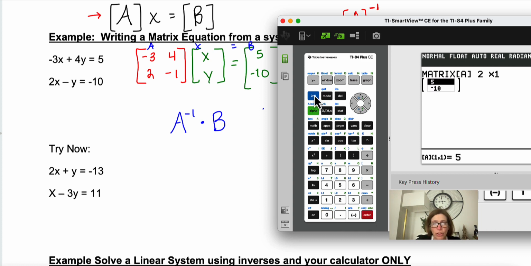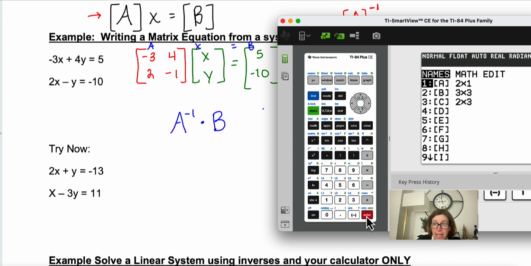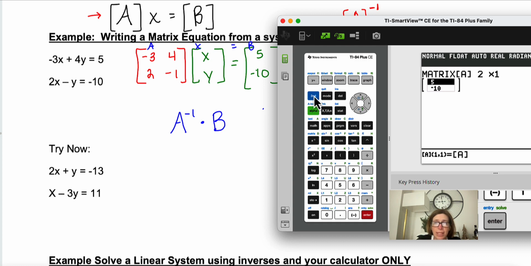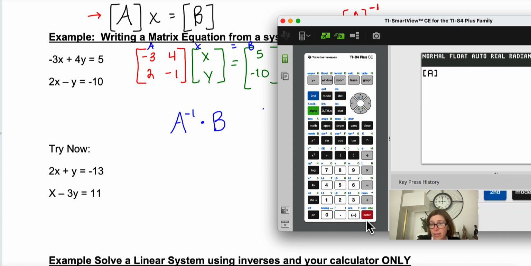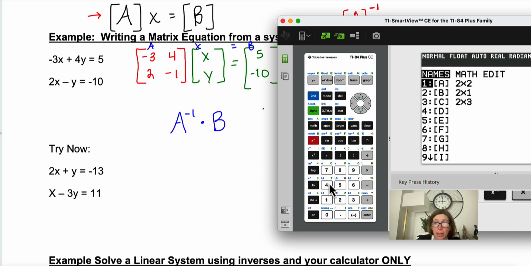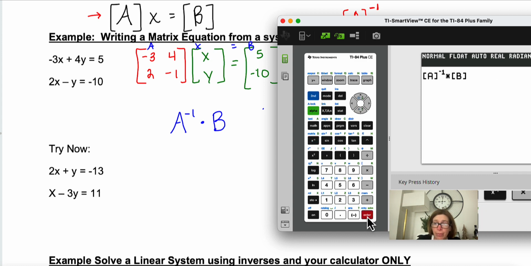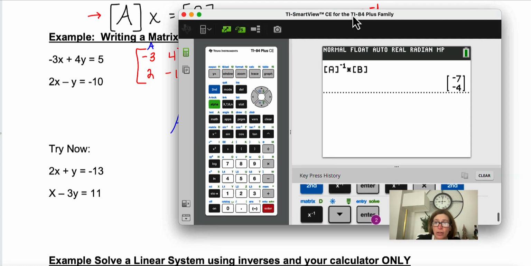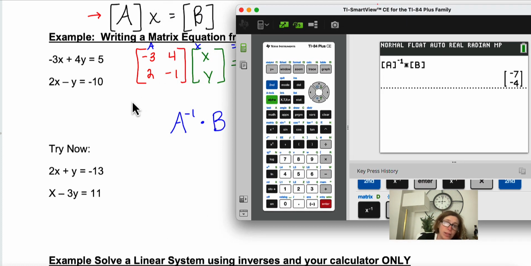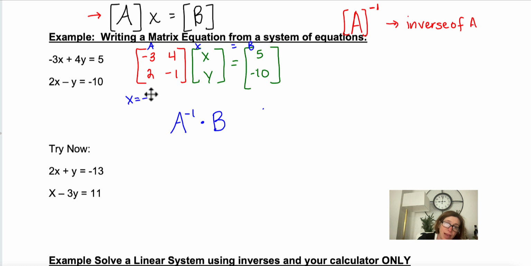And so now I'm going to do second matrix. I'm going to select A. Oops, I'm in the wrong place. I need to get out of the matrix edit A. And then I'm going to use the inverse symbol, which is the same button as the matrix, but I don't press second. So it looks like it's raised to the negative 1 power, but that means inverse. So I want the inverse of A times matrix B, and I get my answer of negative 7, negative 4. So that means that X is negative 7 and Y is negative 4.